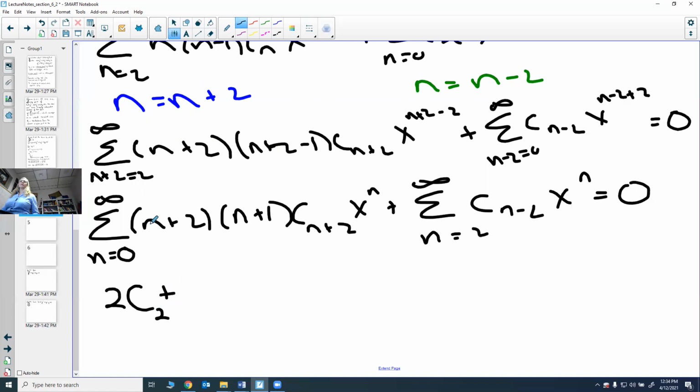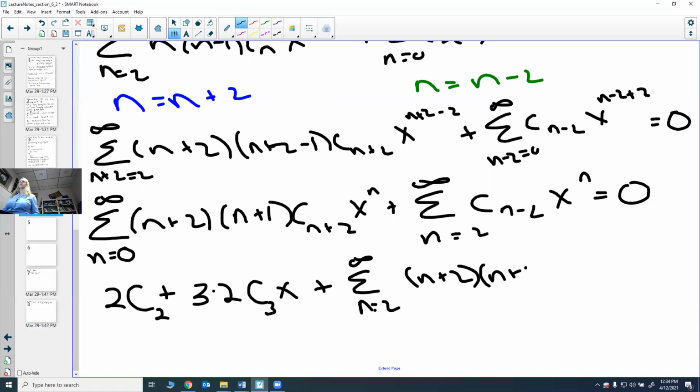Plus, if n equals 1, then we're going to have 1 plus 2 is 3, 1 plus 1 is 2, c sub 1 plus 2 is 3, x to the 1. Now it's going to start at n equals 2. So we're going to have the sum from n equals 2 to infinity of n plus 2, n plus 1, c sub n plus 2. Now these both have the same indices, both starting at n equals 2. We can actually put them together: c sub n minus 2, factor out the x to the n, and then the whole thing equals 0.